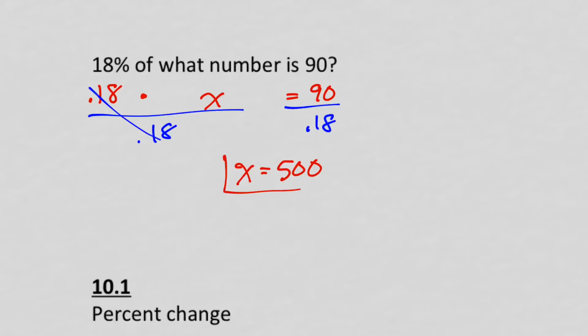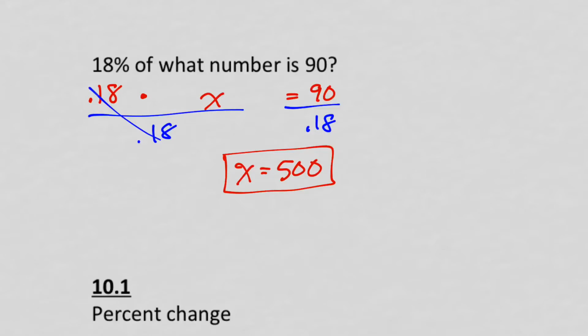Now, does this make sense? Well, we're thinking about the number 90. The 90 is 18%. So 90, for it to be a small percentage like that, it's going to have to be a part of a big number like 500. So this kind of makes sense.